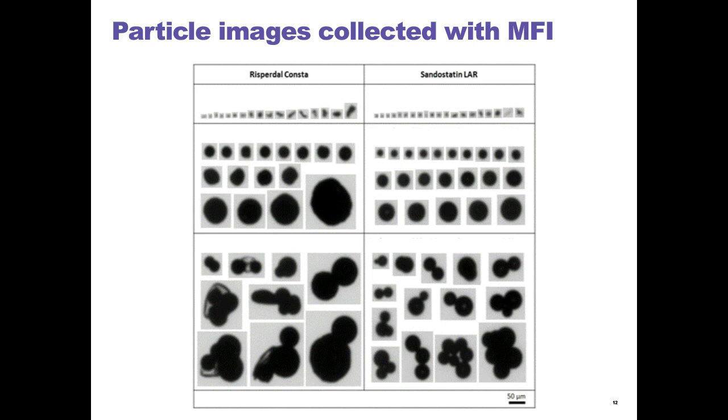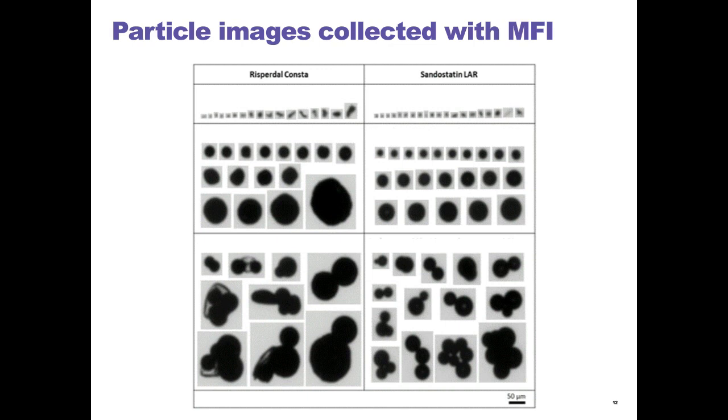The bottom row shows agglomerated particles. Risperdal Consta agglomerates generally consisted of 2 or 3 PLGA microparticles that were slightly misshaped, whereas Sandostatin LAR agglomerates consisted of 2, 3 or multiple PLGA microparticles that were nearly spherical.